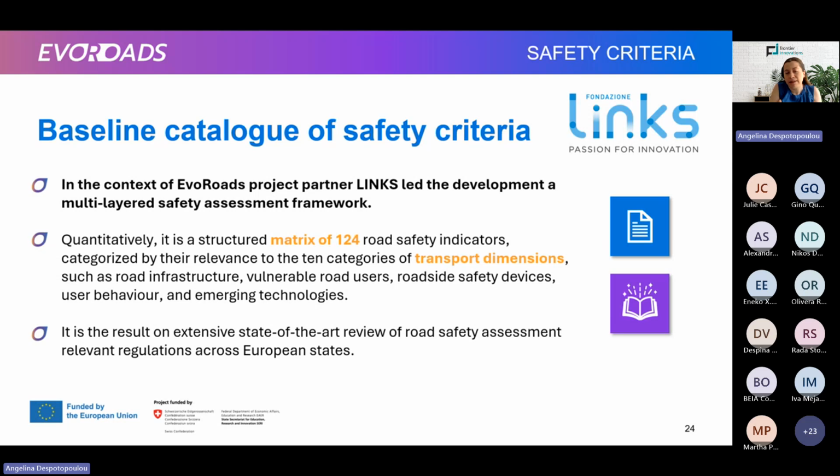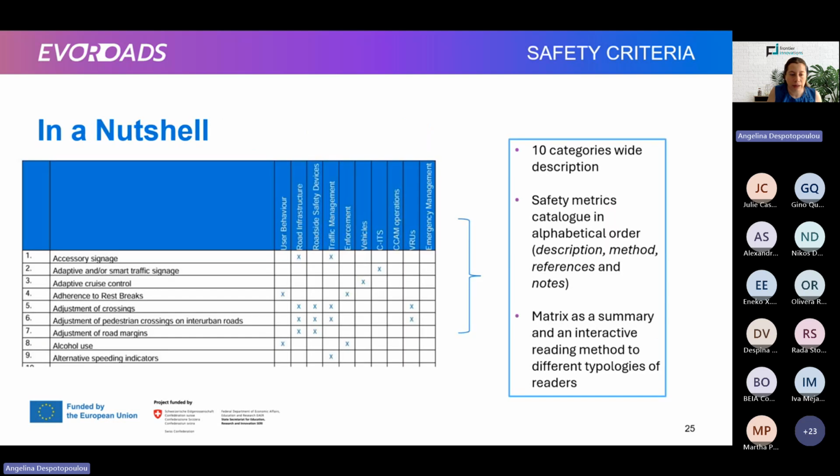And they have created in practice a matrix of 124 road safety indicators. They have grouped them in 10 categories, 10 transport dimensions, if you would like. As I mentioned before, this is coming from a state-of-the-art review of regulations across many European states, not only the four that we show in our pilots. This is how it looks.